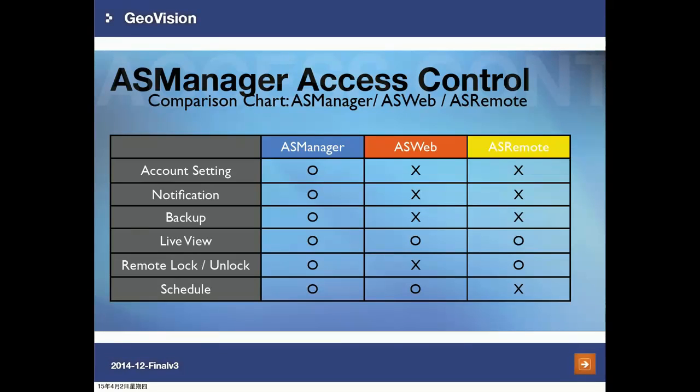Let's take a look at the main difference between ASManager, AS Web, and AS Remote. As you can see, you can do most of the functions in ASManager, whereas in AS Web you can only do live view and schedule of the doors. In AS Remote, you can only do live view and remote lock and unlock.